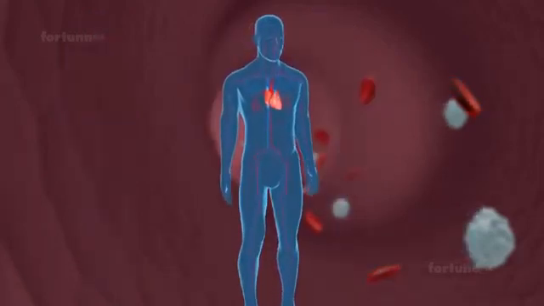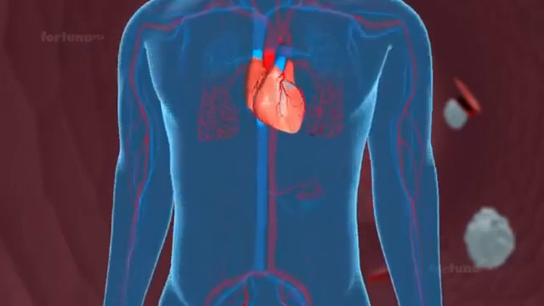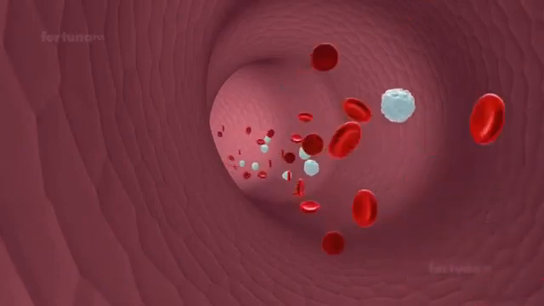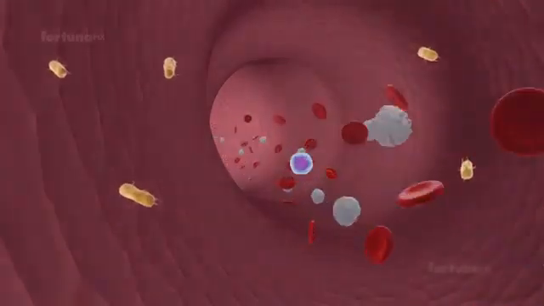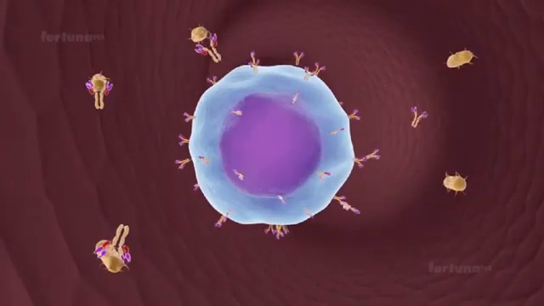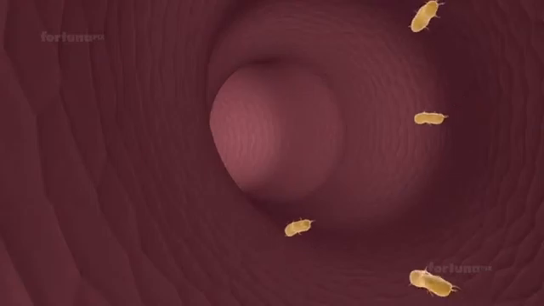Let's take a more in-depth look at the entire process of the humoral immune response. An immune response begins once an antigen enters the body. The immune system will trigger specific B cells whose purpose is to produce large amounts of certain antibodies. The humoral immune response will begin with an activation phase.